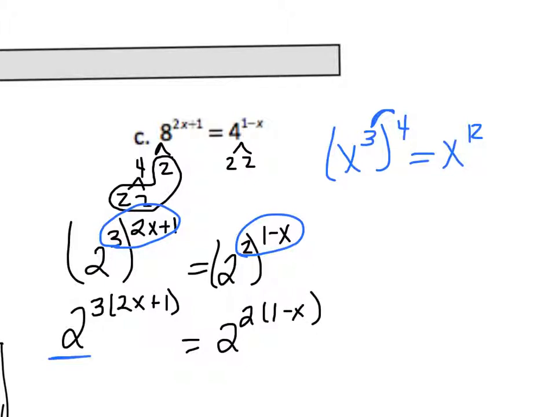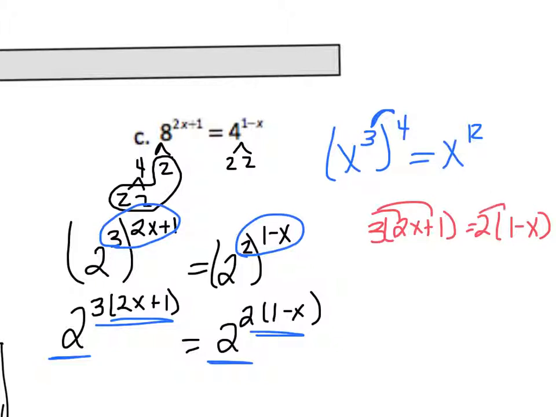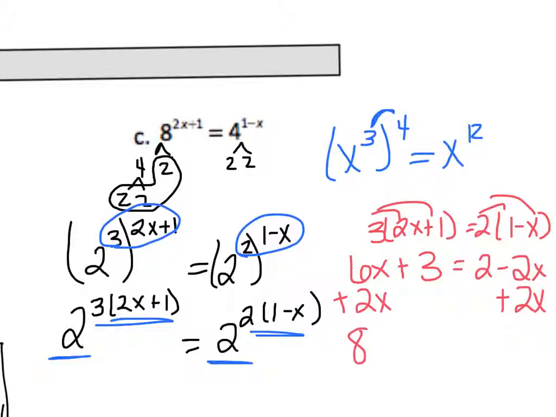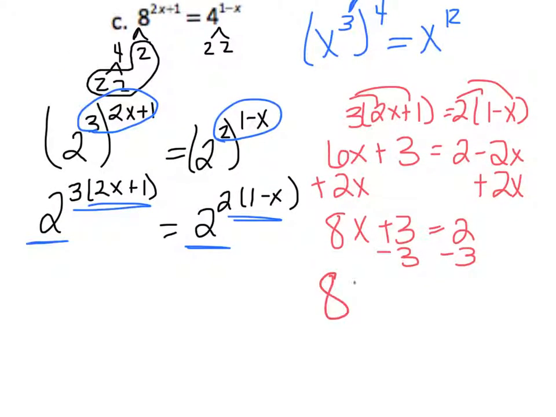And then again, since the bases are equal, I can set the exponents equal to each other. So I have 3 times 2x plus 1 equals 2 times 1 minus x. And then I'm going to distribute on both sides, and then solve like I normally would. So x is going to equal -1/8.